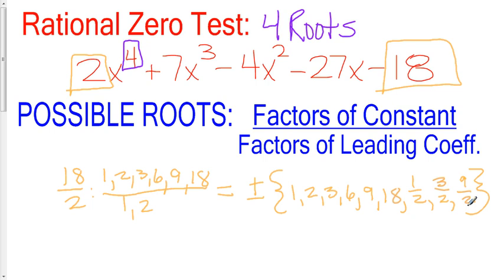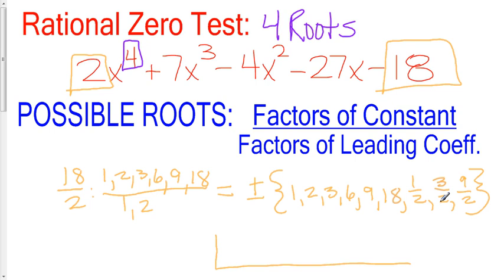So there you have the possible roots. These are the only numbers that you would need to try in your L. Plus and minus 1, plus and minus 2, plus and minus 3, plus and minus 6, plus and minus 9, plus and minus 18, plus and minus a half, 3 halves, and 9 halves. So it takes infinite numbers to try down to a reasonable amount. Hopefully it doesn't take you too long to guess one of them.